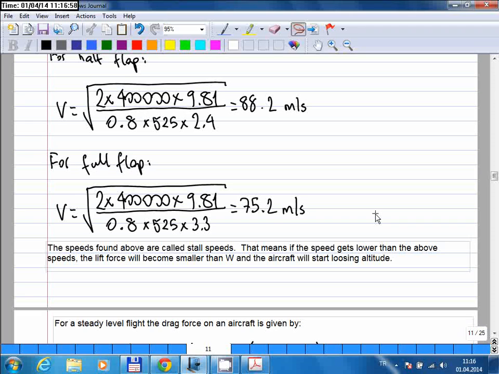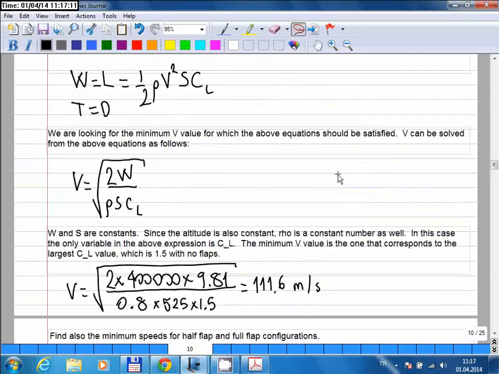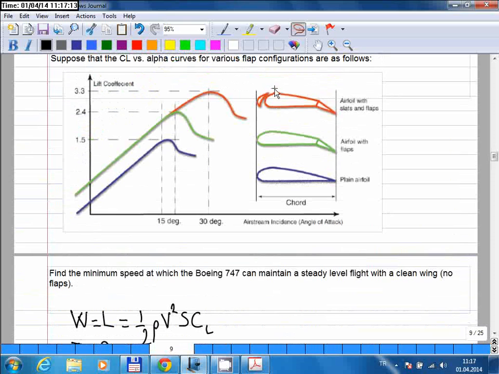Okay, do you have any questions? So, I would like to talk a little bit about this problem. We said that to be able to fly at this speed, a Boeing 747 has to have both slats and flaps expanded fully.